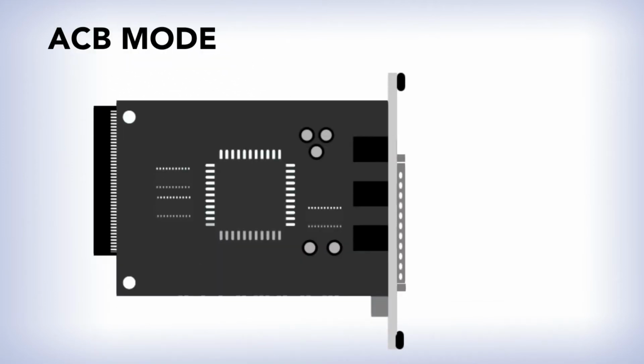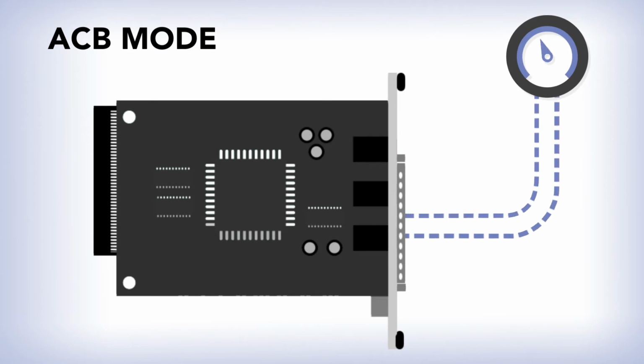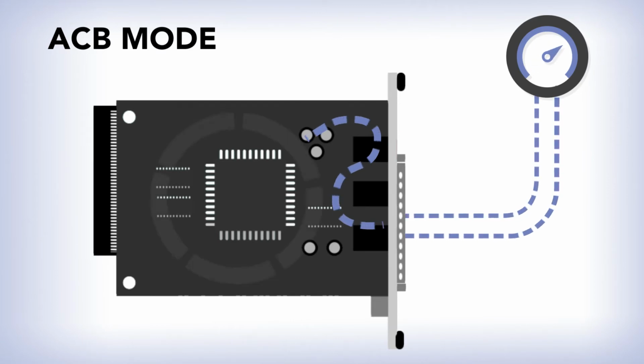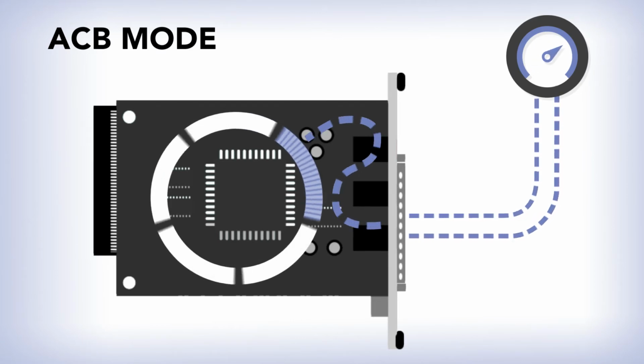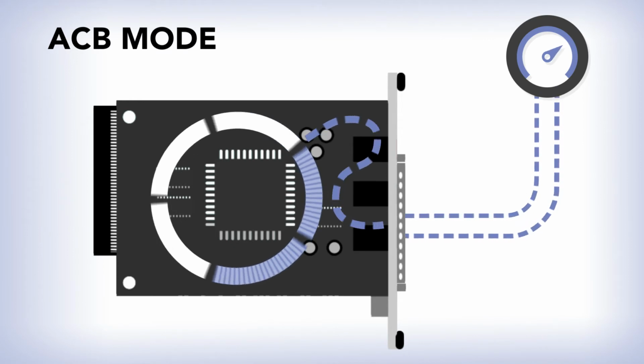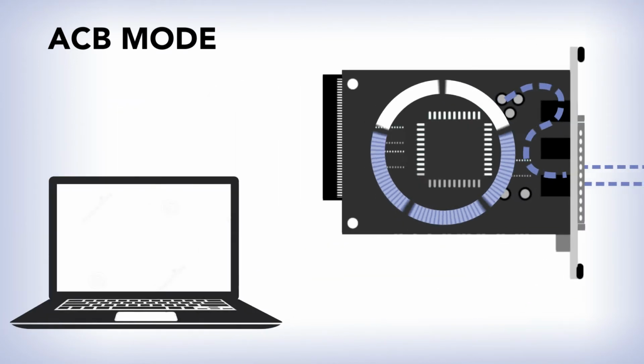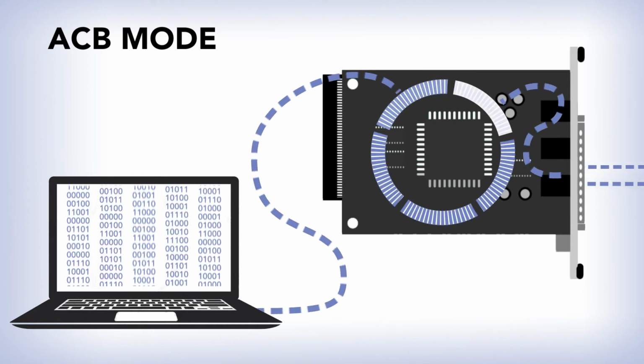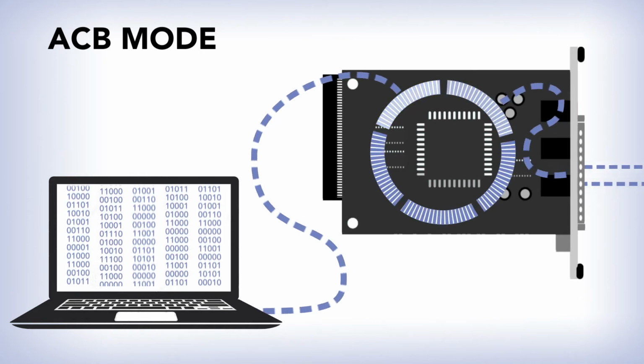ACB mode. ACB stands for Advanced Circular Buffer. ACB mode also programs the FPGA to collect data for you automatically. In this case, the data is buffered on the I/O module itself. When user-defined, predetermined conditions are met, the data will be transferred to the host PC.